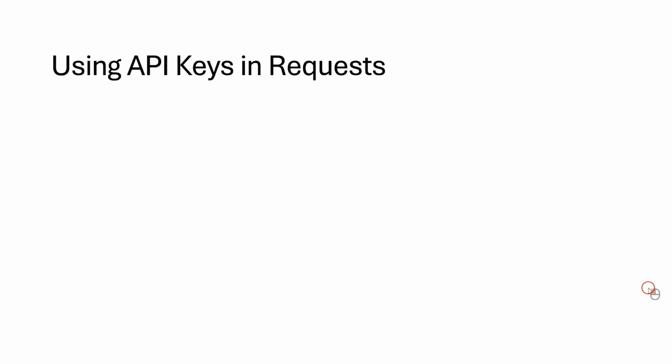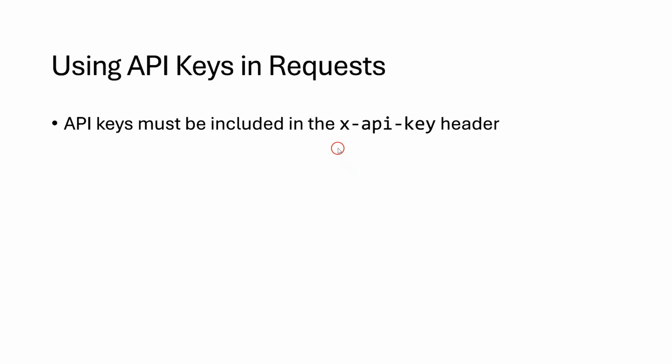Moving on to the next slide, that is using API keys in requests. So now you have a usage plan. In that usage plan, you have already defined some APIs and attached API keys to those APIs, and the users who are accessing your APIs should provide the API keys. But how they can provide an API key, we'll see now. To successfully call your API, the client must include their assigned API key in the X-API-Key header.